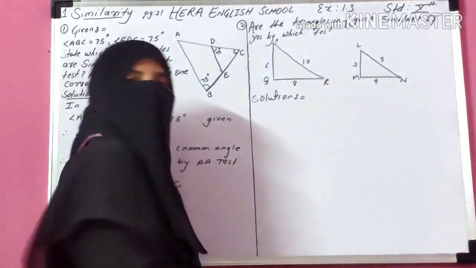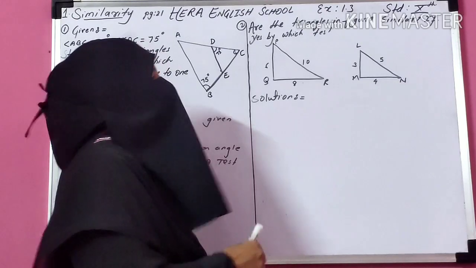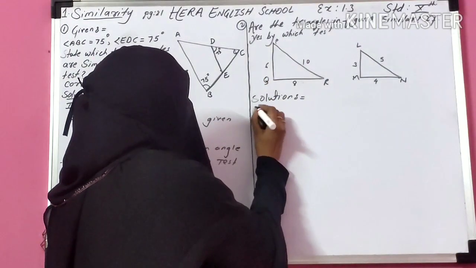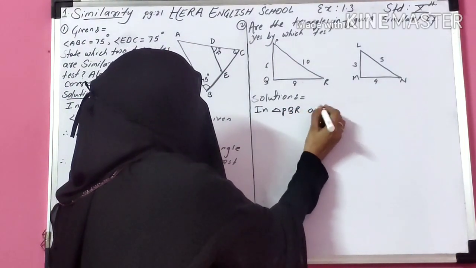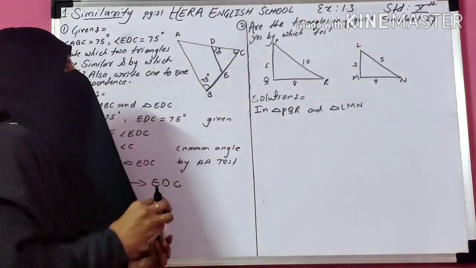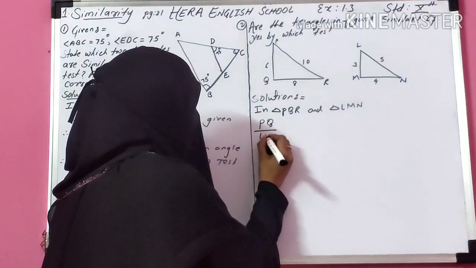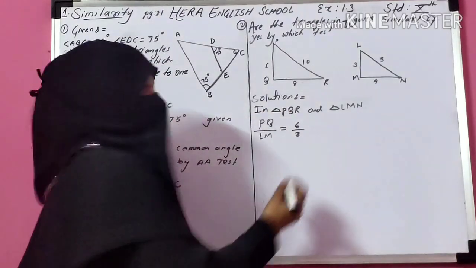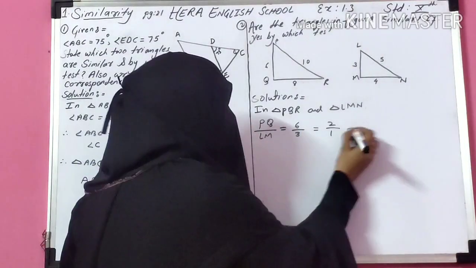Why did I focus on the sides? Because the angle is not mentioned in this figure. So this question is only about the sides. Find the ratio of the corresponding sides. Let's start with triangle PQR and triangle LMN. The first ratio is PQ upon LM. PQ is 6, LM is 3. Three 2s are 6, three 1s are 3. This is your first ratio.